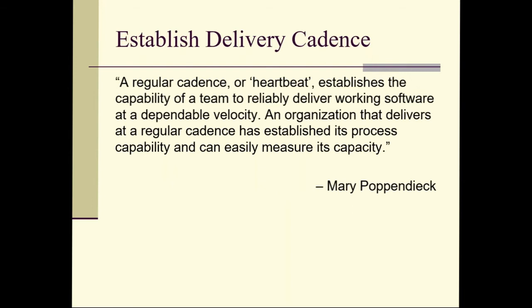This is called the delivery cadence. Mary Poppendieck says, a regular cadence or heartbeat establishes the capability of the team to reliably deliver working software at a dependable velocity or speed or pace. An organization that delivers at a regular cadence has established its process capability and can easily measure its capacity. In addition to that, it can also measure its maturity, and it can measure process improvements, the impact of those.